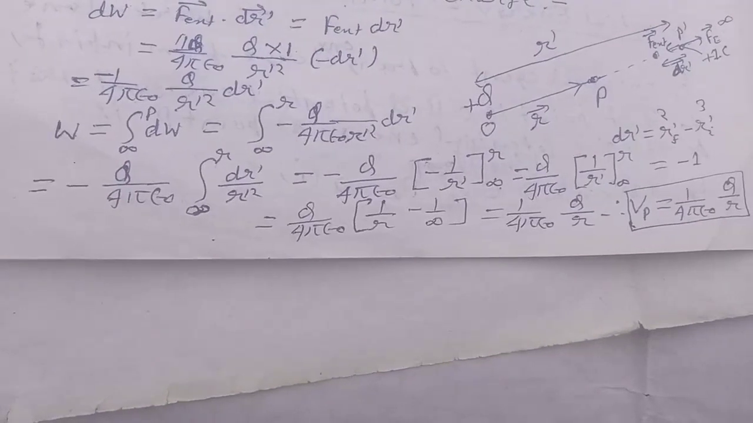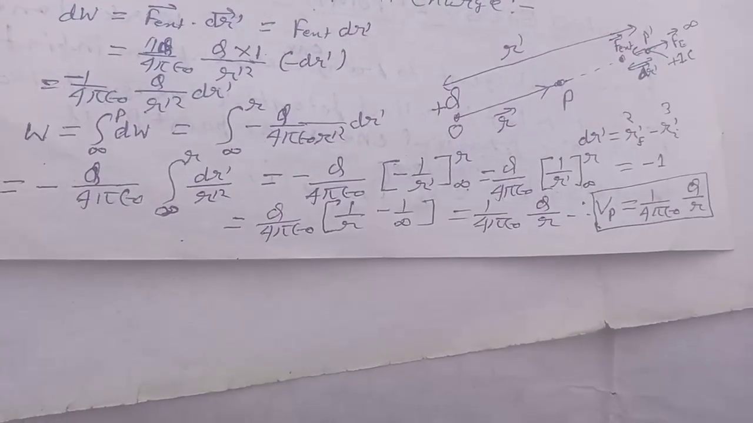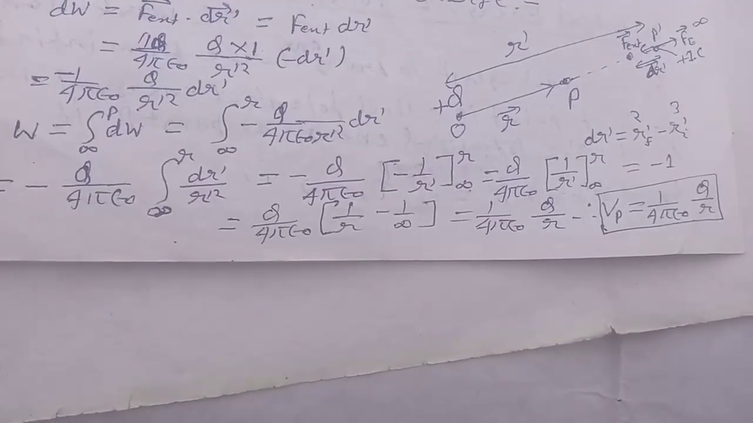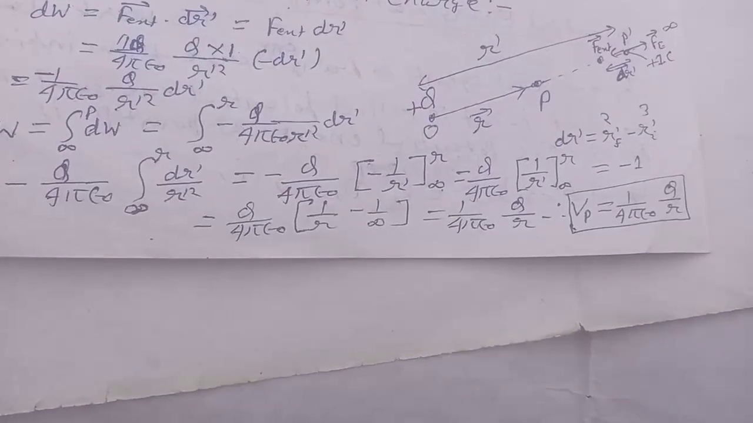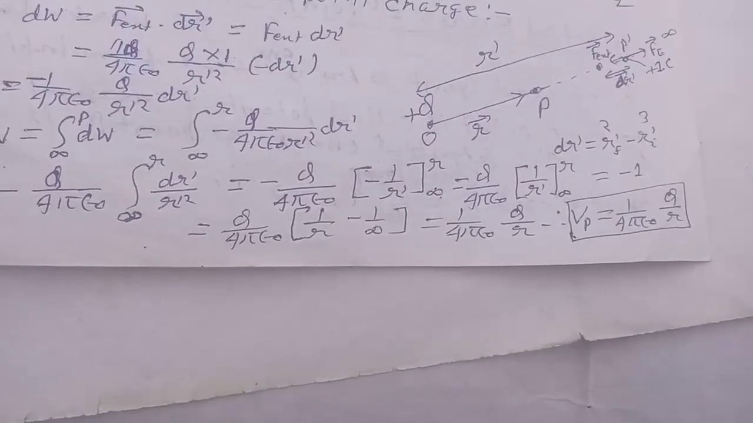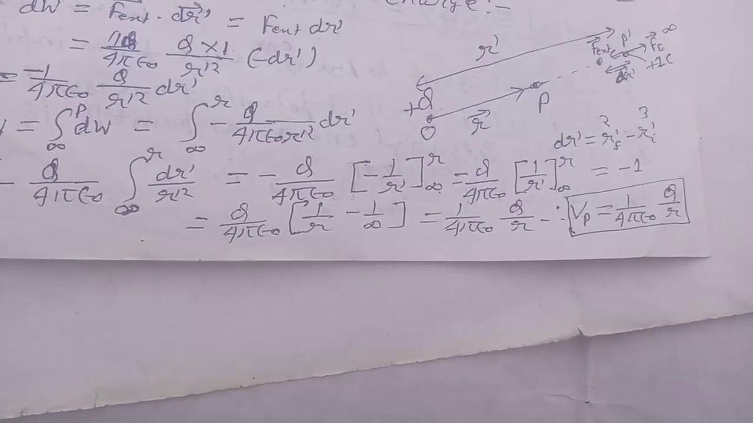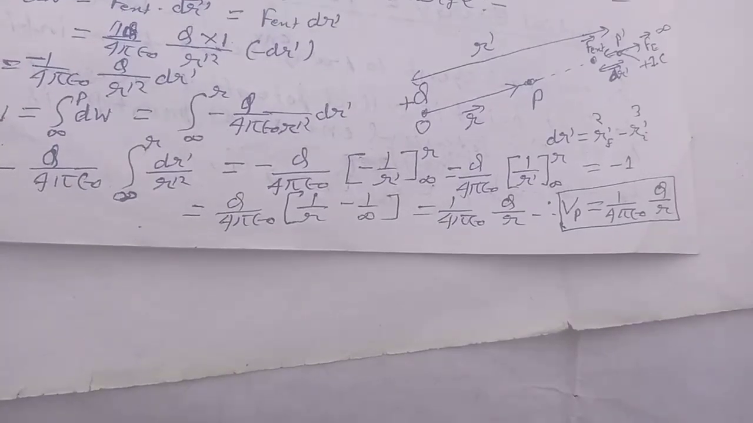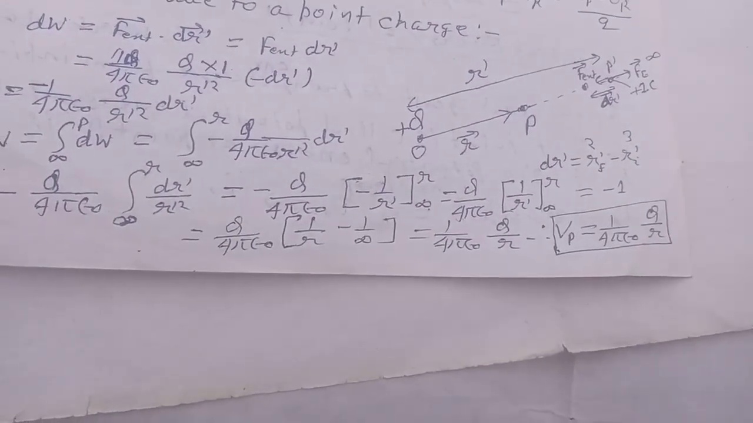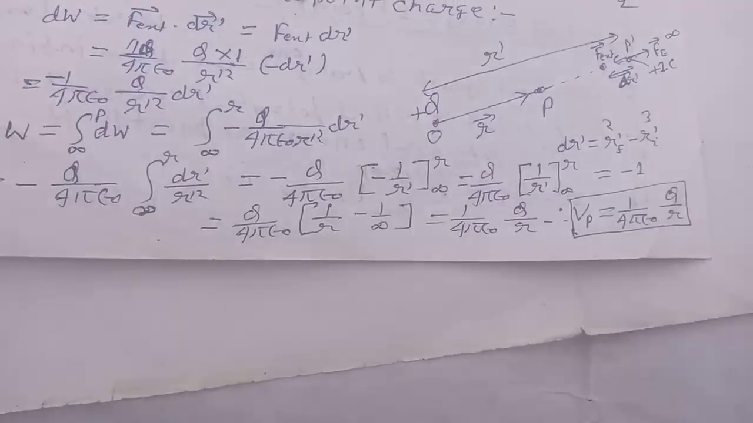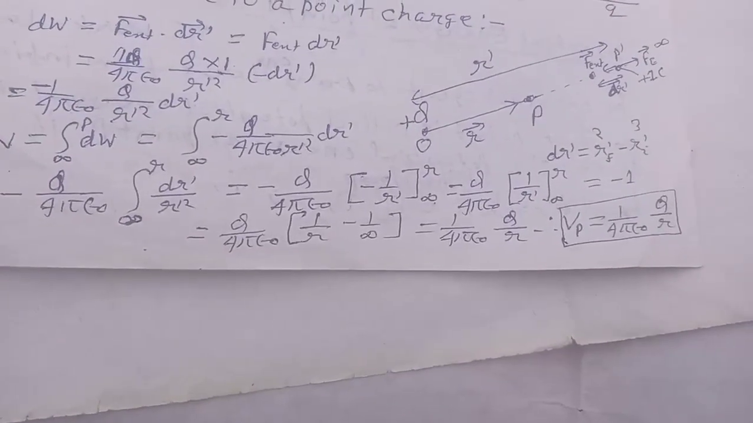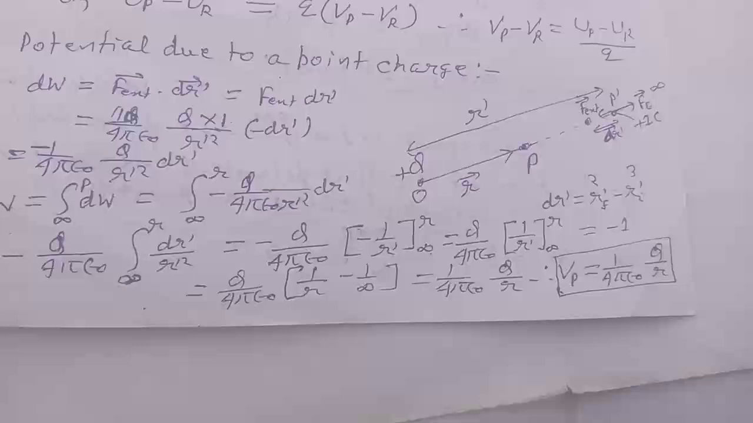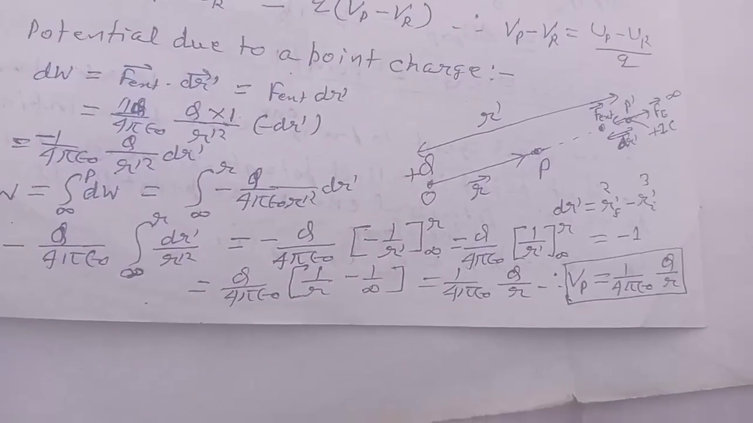equals minus Q by 4 pi epsilon naught times the bracket of minus 1 by r dash, limit infinity to r, or equals Q by 4 pi epsilon naught times the bracket of 1 by r minus 1 by infinity, equals 1 by 4 pi epsilon naught Q by r. Hence Vp, the potential at P, equals 1 by 4 pi epsilon naught Q by r.